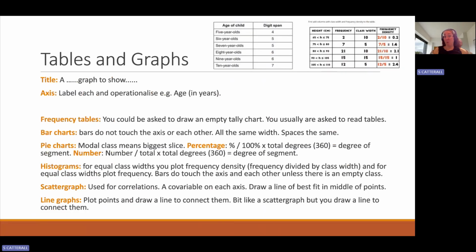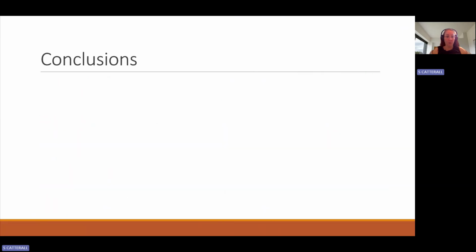So that one might be one to practice if you have a look at past paper questions that I added on Teams, because they don't ask it very often. It's a bit more complicated. This is an example here of how you would do it. If you've got unequal class widths, you'd have to calculate frequency density. If you've got equal class widths, you can just plot it against the frequency. Usually the class widths are equal, so it's not as complicated because this is more of a mathsy question. But yeah, you might want to practice that one.